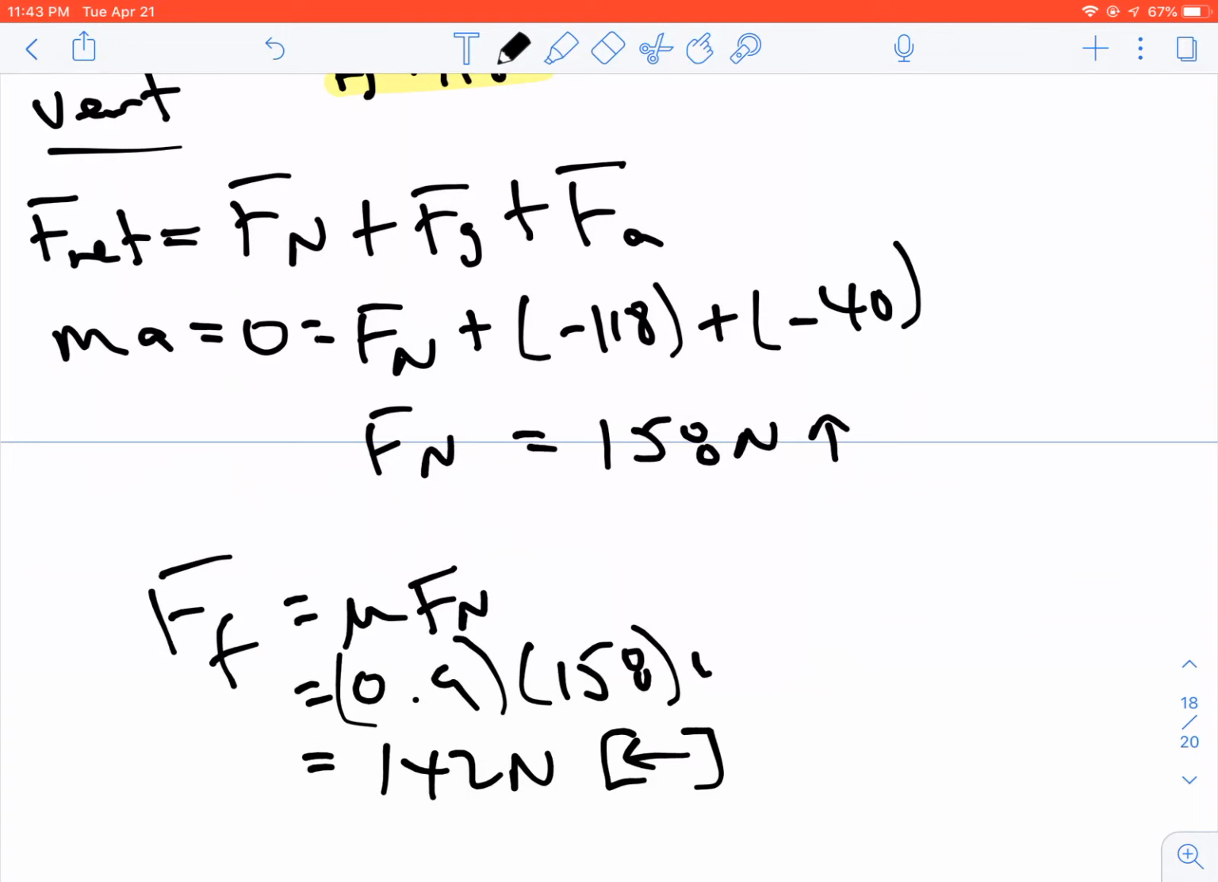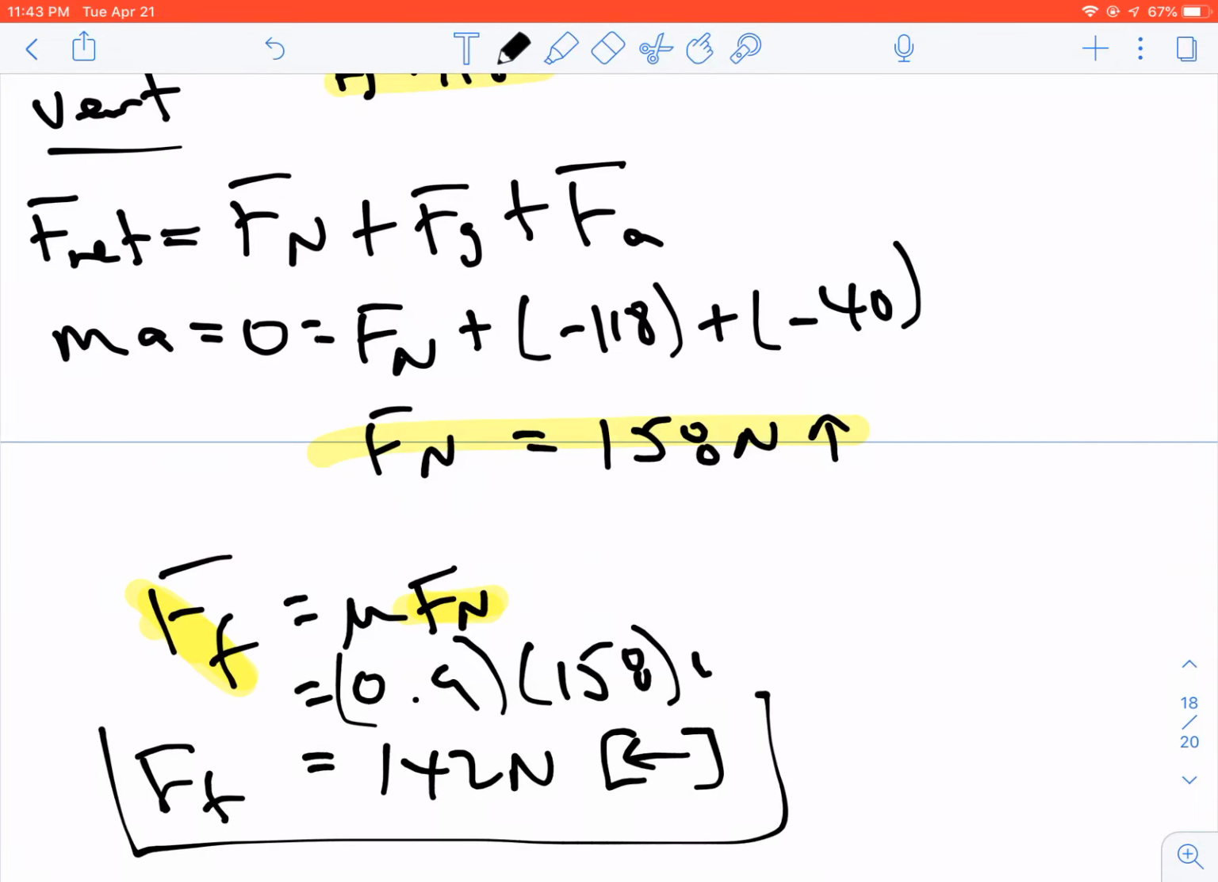Notice that the direction for the normal force was up here. So I have an upward force on this side, and I have a left force on this side. So notice that the direction here will not be the same as the direction here. That's one of the things about friction that we always have to be thinking about: how do I determine the direction for the frictional force? Okay, so I've determined the frictional force.